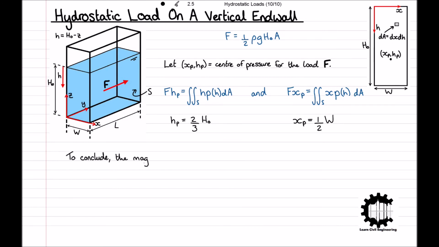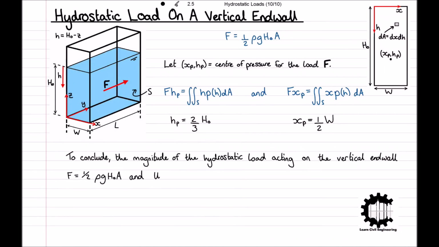Therefore, we can conclude by saying the magnitude of the hydrostatic load acting on the vertical end wall, F, equals 1/2 rho g h naught A, and the centre of pressure on S is located at xp, hp is equal to 1/2 w, 2/3 h naught. This result is intuitive because the pressure does not vary horizontally across S, so we expect Cp to be positioned along the vertical centre line of S.